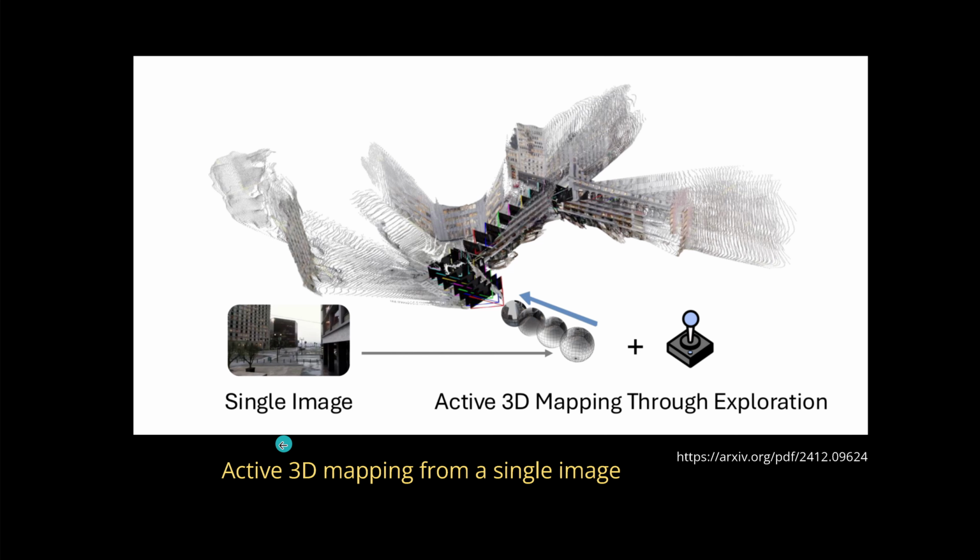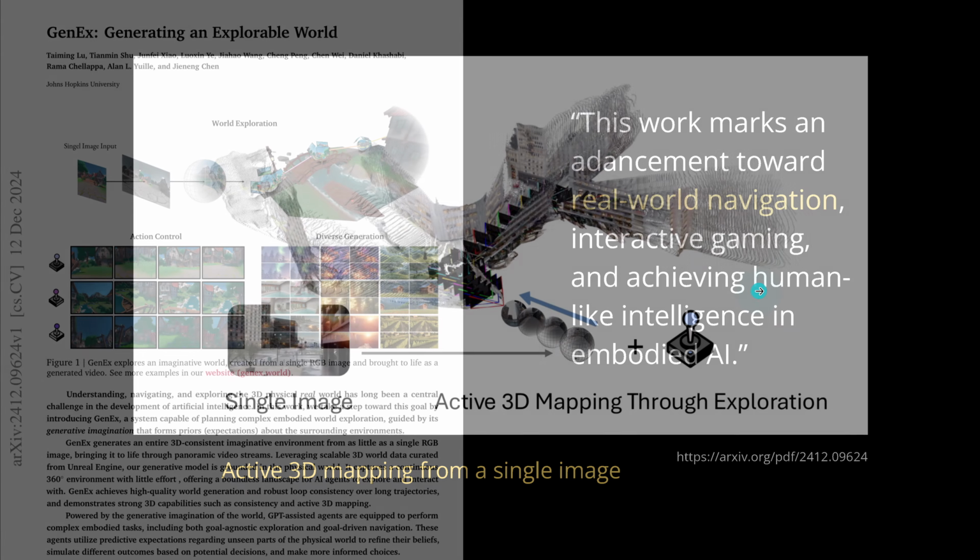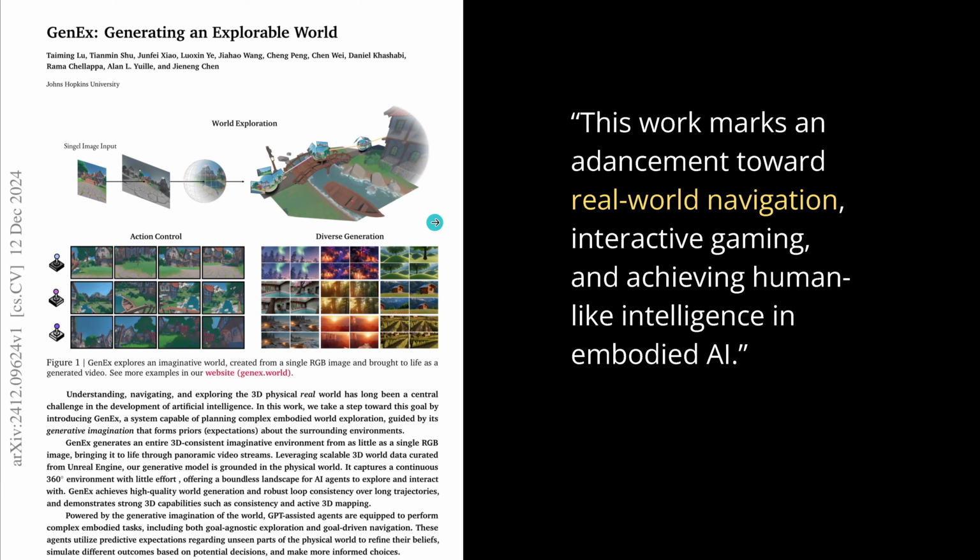So we can have an active three-dimensional mapping from a single image if we include motion, if we include dynamics in our AI videos. And the authors, and I would like to state the very last sentence that they say from Johns Hopkins University, they say this work marks an advancement toward real-world navigation, or if you want, interactive gaming. Why not game in your own city, in your local district, and achieving human-like intelligence in embodied AI.